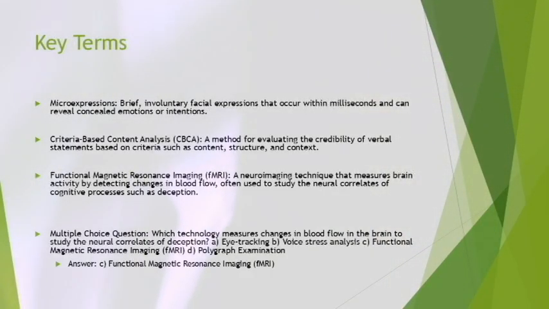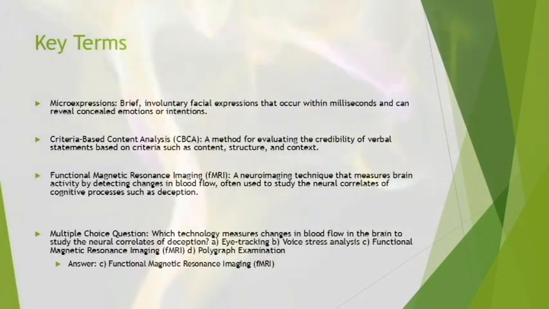So I want to just close out our lecture with a few key terms here. First off, I want to just reiterate what is a microexpression. Remember, that is a small, brief, almost imperceptible, involuntary facial expression that occurs within milliseconds and can reveal concealed emotions or intentions. When we talk about CBCA, or the criteria-based content analysis, what is that? That is a method for evaluating credibility of verbal statements based upon criteria such as content, structure, and context. And what's an fMRI? The functional magnetic resonance imaging. That is a neuroimaging technique that measures brain activity by detecting changes in blood flow. And this is often used to study the neural correlates of cognitive processes, such as deception.